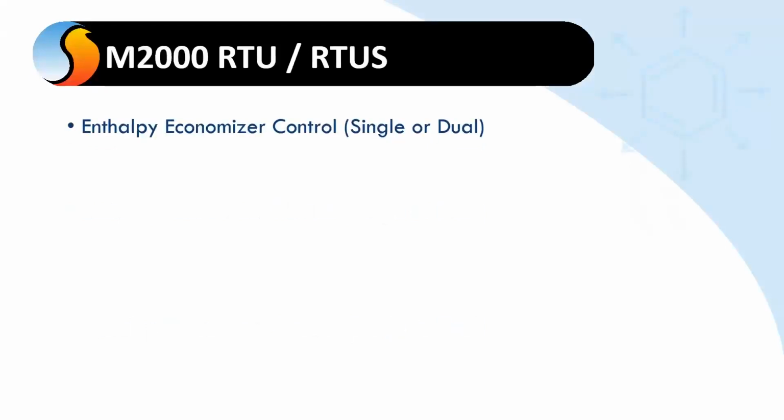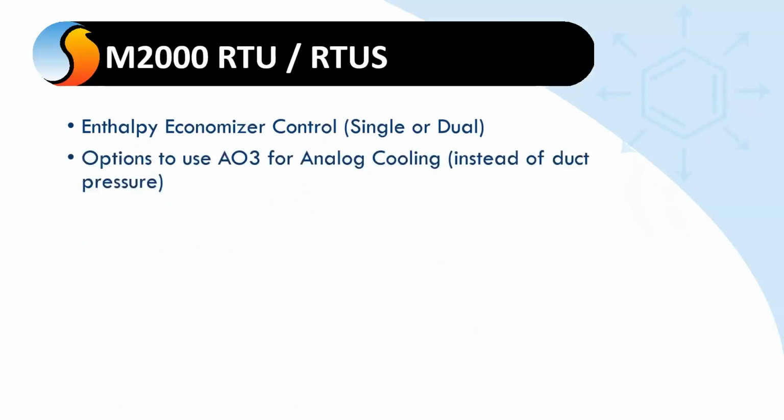Here's something that's been on the request books for a long time. We can now go all the way up to dual enthalpy economizer, and I'll show you how that works. There are options now for using AO3 directly as analog cooling. So you're going to give up your duct pressure control, which we can manage through a Flex if we still need to for whatever reason. But I can do analog heating and analog cooling in a single M2000 RTU.